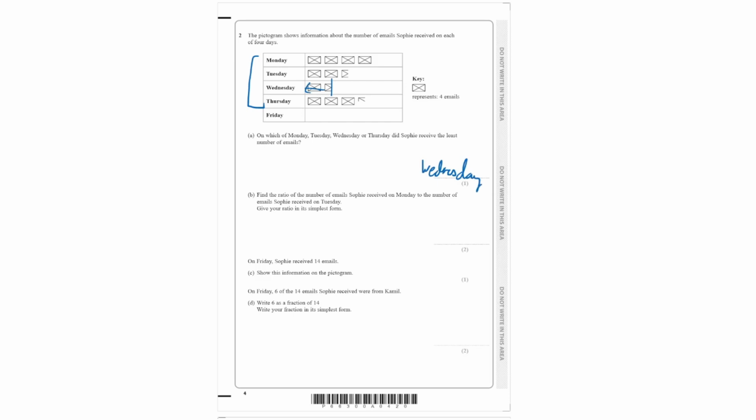Find the ratio of the number of emails Sophie received on Monday to the number of emails Sophie received on Tuesday. Give your ratio in its simplest form. So Monday, we can say there were 4. And Tuesday, we can see there were 2.5. Since we can't actually have decimals in a ratio, we simply multiply both sides by 2. And we get 8 is to 5.